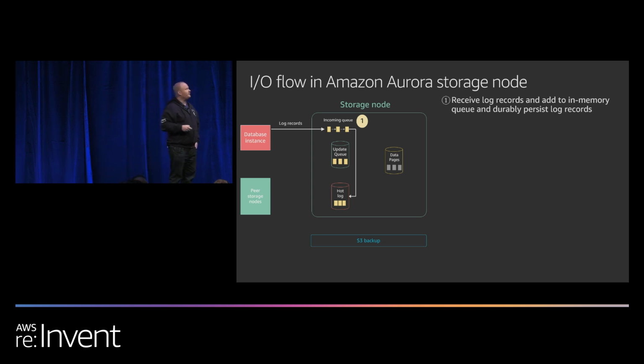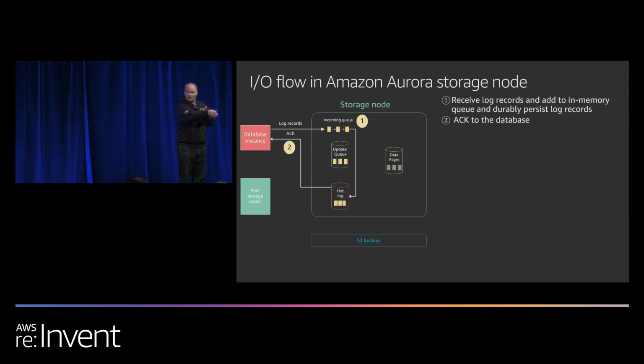OK, so it gets sent over to the storage node and ends up in memory on the storage node. We have to guarantee that we don't lose these log records before we tell the database instance things are fine. So this is now synchronous. The next step is we write these down to the hot log, to the actual durable storage, to the SSD on that storage node. And then we tell the database instance, I got this log record. It's fine.